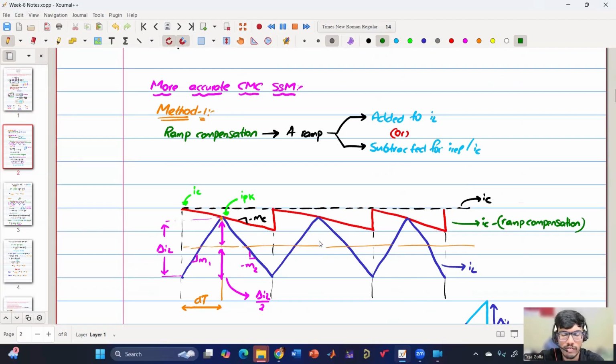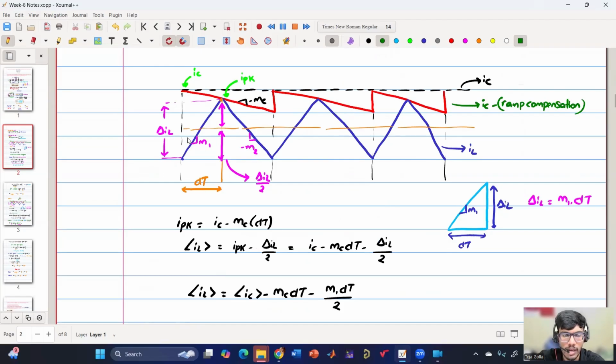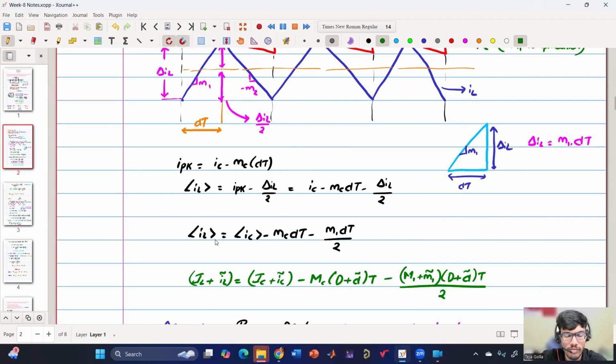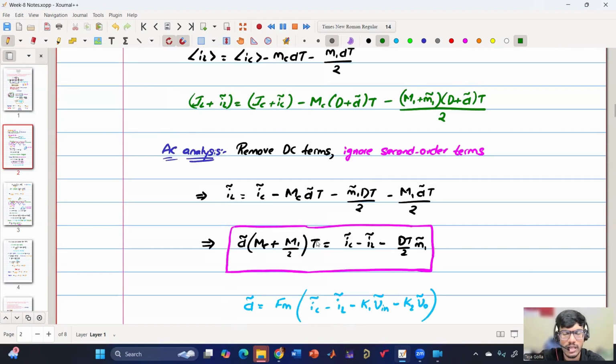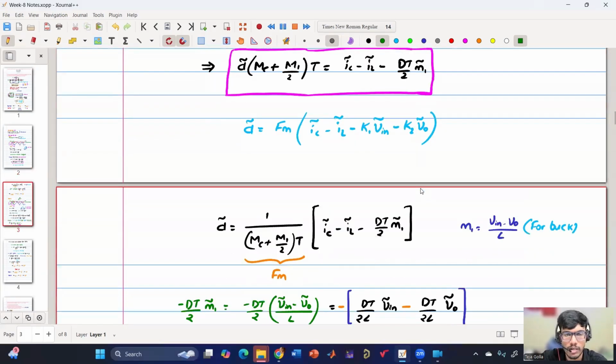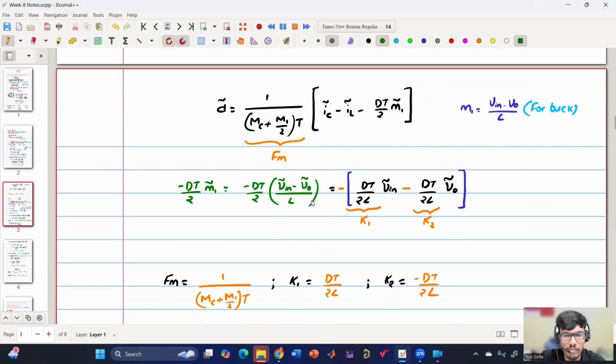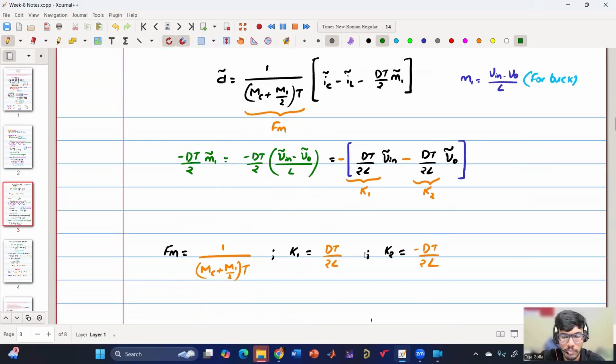So in the first case, we have calculated the average by assuming the average during dT as well as the average during 1 minus dT is the same. So we got the average of IL expression, and then we have perturbed and ignored the second order terms and removed the DC terms because we are doing AC analysis, and then we can obtain this expression. After substituting M1 perturb, we can get the generic expression in terms of Vin and Vo, where FM, K1 and K2 expressions can be obtained like this.